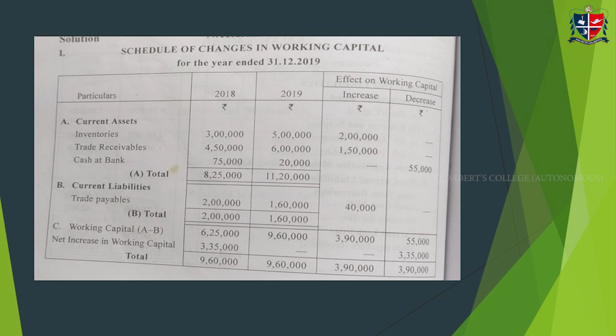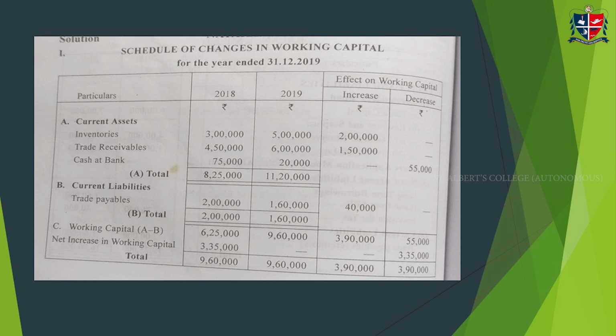Then we have to write the current liabilities. In the question there is only one current liability, that is trade payables. In the previous year it is 2 lakh and in the current year it is 1,60,000. So trade payables decrease by 40,000. What is the rule? A decrease in current liability will increase the working capital. So the decreased amount, 40,000, we write in the increases column. Then we total the current liability, 2 lakh and 1,60,000.